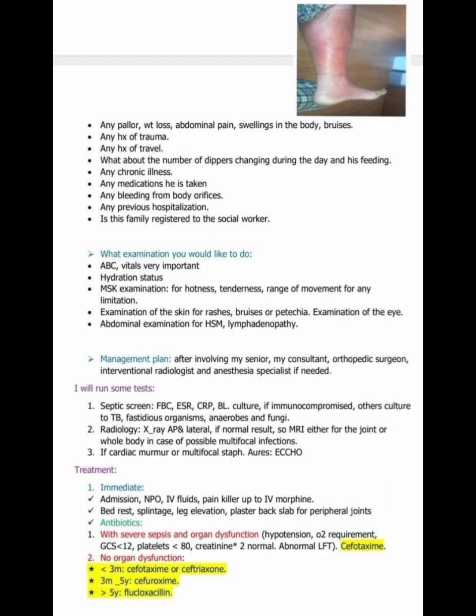What about the number of diapers changed during the day and his feeding, any chronic illness, any medications he is taking, any bleeding from any body orifices, any previous hospitalizations, is the family registered with the social worker.